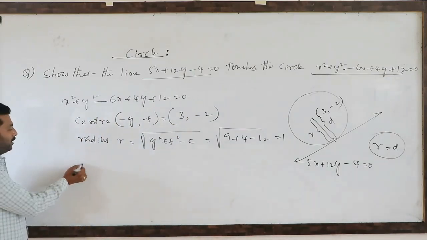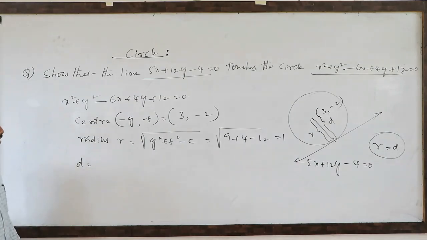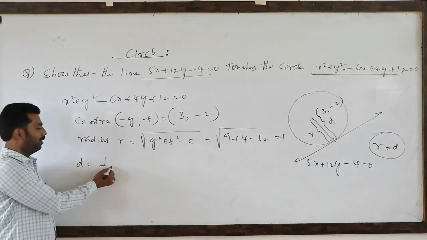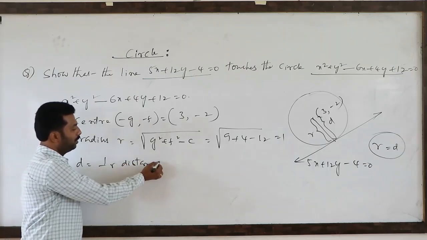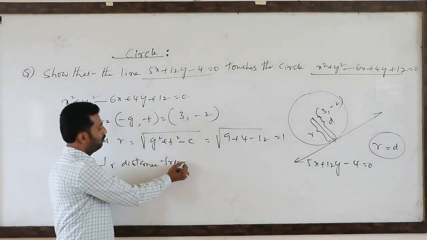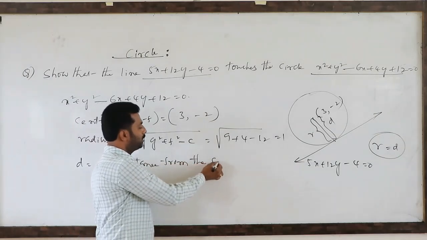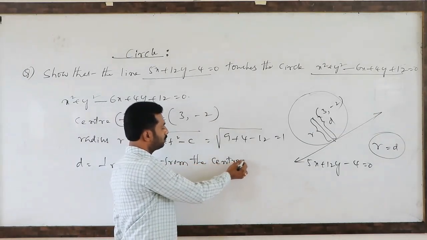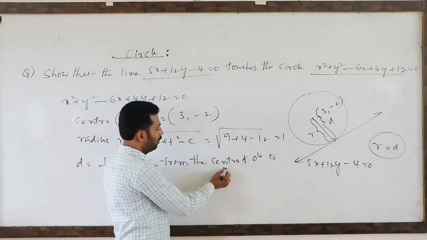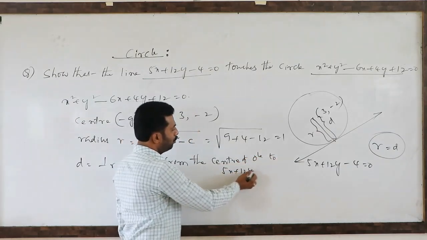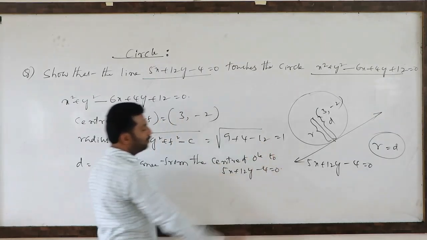Then the perpendicular distance d, the perpendicular distance from the center of the circle to the line 5x plus 12y minus 4 equal to 0.